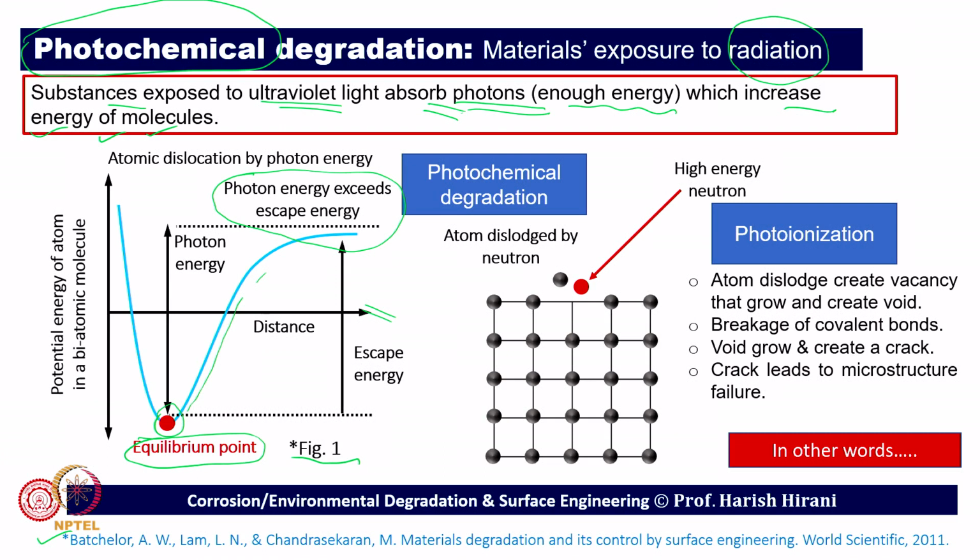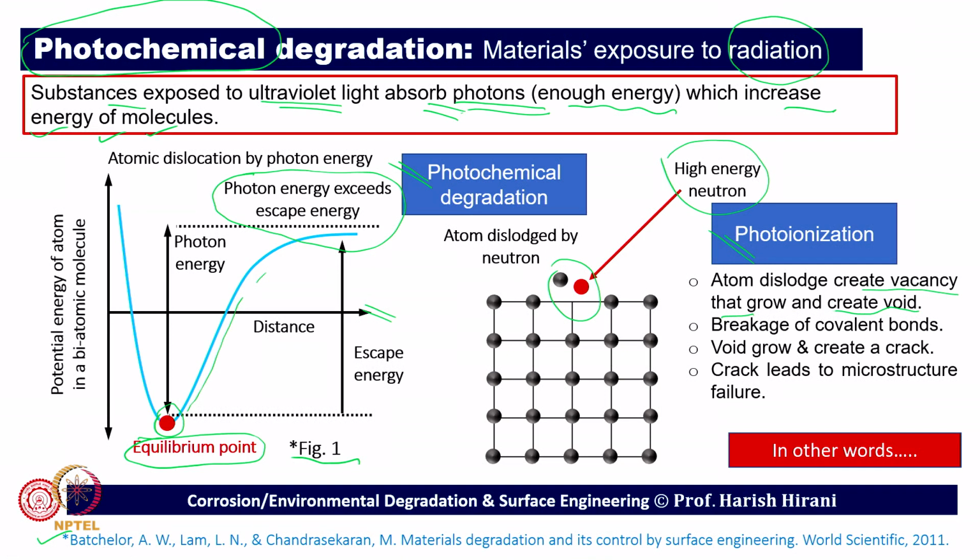And finally we lose those atoms. That has been shown here: even when high energy neutrons or radiation are imposed on the surface, we will be able to find some sort of dislocation, some sort of removal of atoms from the matrix, that will change the properties. Now, here we are using the word photochemical; sometimes we use the word photoionization. The same thing happens: the atom is dislodged and creates a vacancy, and this vacancy will continuously increase and that will cause a void.